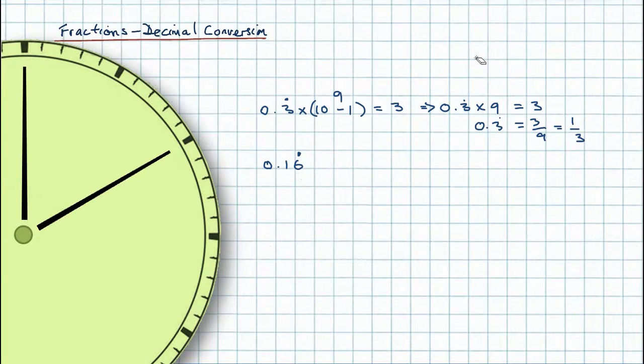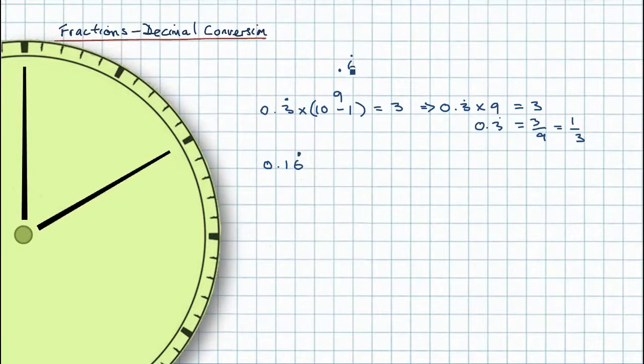Okay, so how are we going to do this? Again, the challenge is that you have to get that recurring part to be in the 10th column. In other words, if I put my decimal point here, my recurring number has to go there.